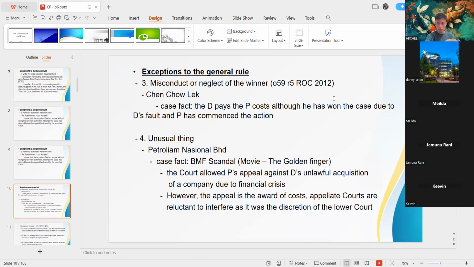I think you have also studied this in your criminal procedure, right? Because in criminal procedure, when you are dealing with an appeal, I think there are certain exceptions where the appellate court will interfere. Am I correct?